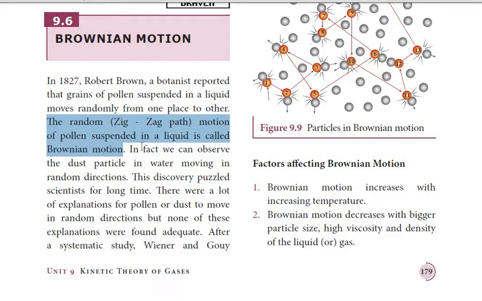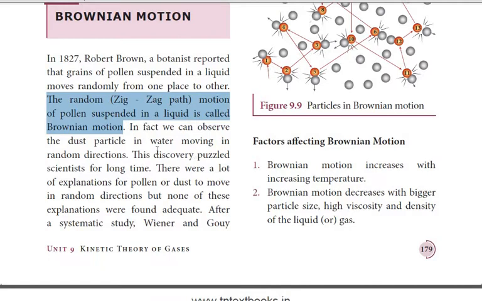That means, when the dust particles inside move in a zigzag pattern, collisions happen between them. The motion caused by those collisions is what we call Brownian motion. In fact, we can observe that a dust particle in water moves in a random direction. If you put dust in water, it moves in a random manner, in a zigzag pattern. The discovery puzzled scientists for a long time.